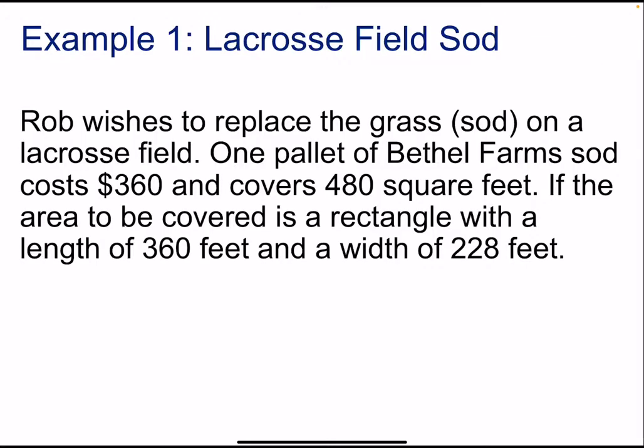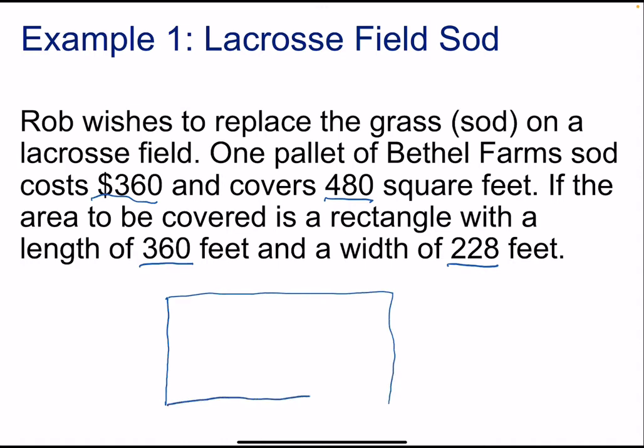Let's look at this example here. Rob wishes to replace the grass on the field. One pennet of sod costs $360 and covers 480 square feet. If the area to be covered is a rectangle with a length of 360 and width of 228, right? So let's draw a picture to roughly understand what we are talking about here. So the field is a rectangle with length 360 feet and width 228 feet, right?